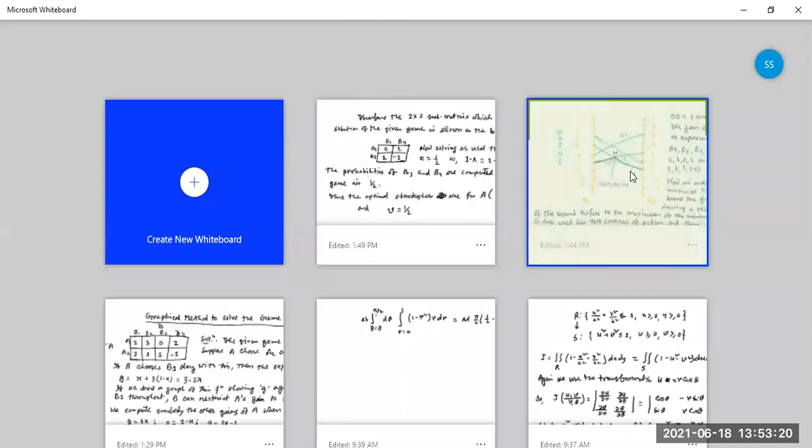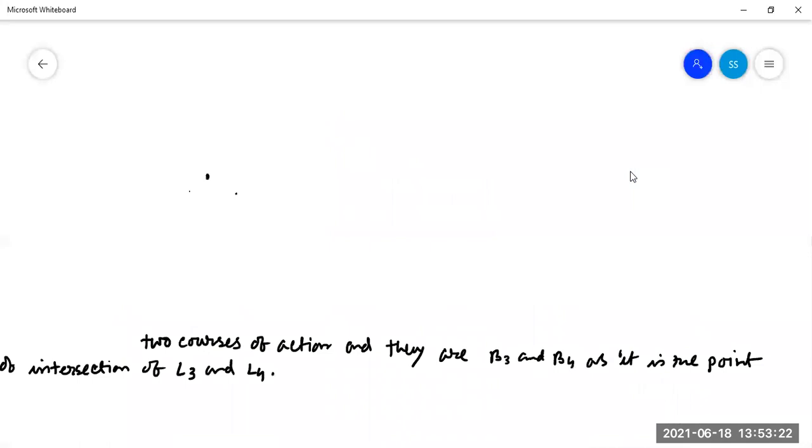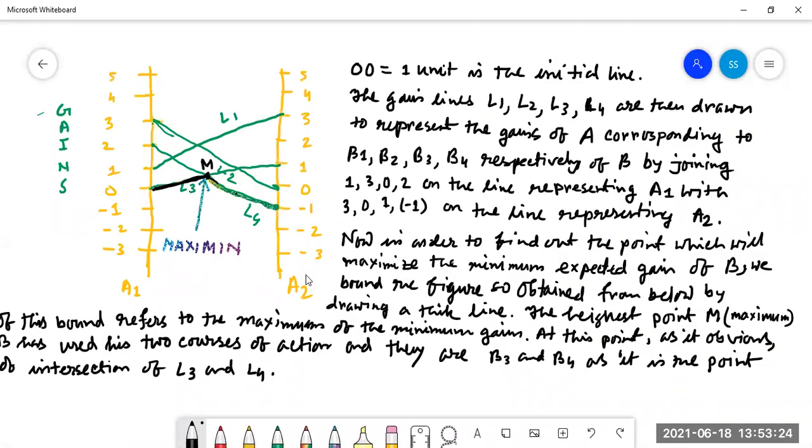Look at the next slide. Here we are taking this straight line for A1 and this straight line for A2. Now we make the scale, 0, minus 1, minus 2, minus 3, and in the upper half 1, 2, 3, 4 up to 5. Here also A2, and the distance between this 0 and 0 is 1 unit. This is called the initial line. The gain lines are L1, L2, L3, L4.